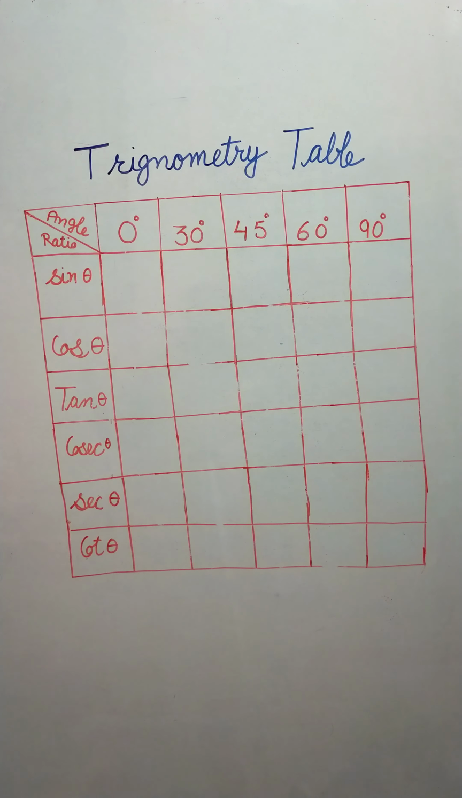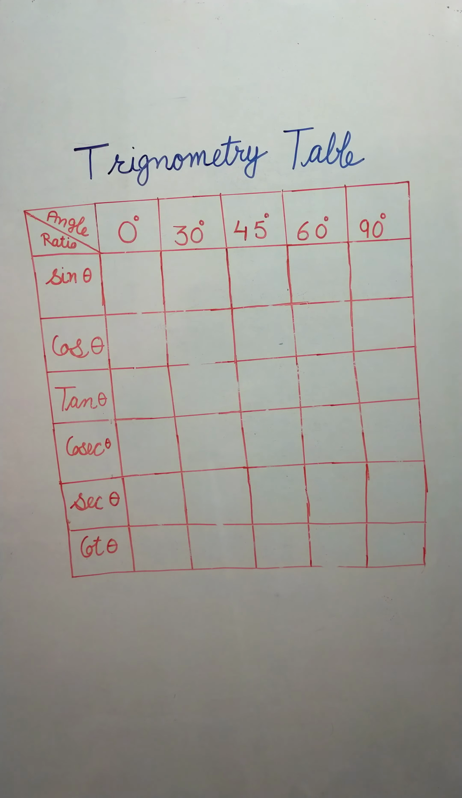Now sine is 1 by under root 2 over cos, 1 by under root 2. They cancel, so this is 1. Next is under root 3 by 2 over 1 by 2. So it will be under root 3 by 2 multiplied by 2 by 1. The 2 cancels, so this is under root 3. Next is 1 by 0. Sine over cos: this is 1, this is 0. 1 by 0 is no number, so it is not defined.